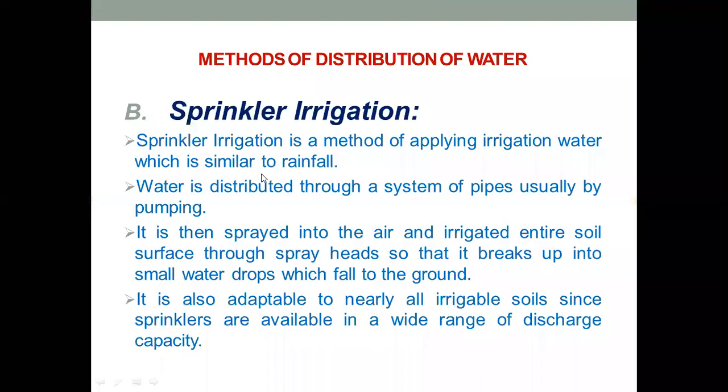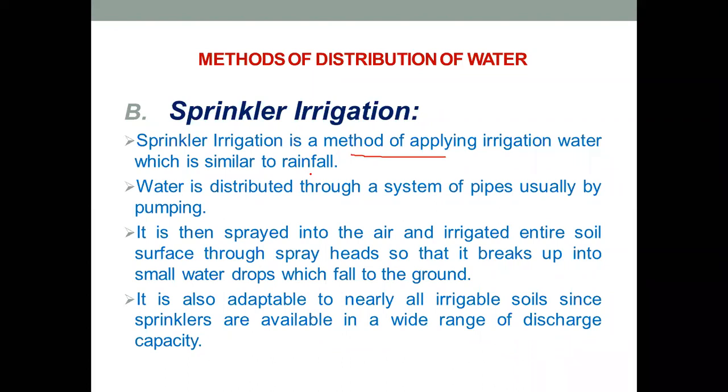Now we'll just see what is sprinkler irrigation. It is a method of applying irrigation water which is similar to rainfall. So in sprinkler irrigation method, what we are trying to achieve is the artificial simulation of a natural occurrence, which is rainfall. So the water from the pipes, from the nozzles, falls on the crops in the form of rainfall.